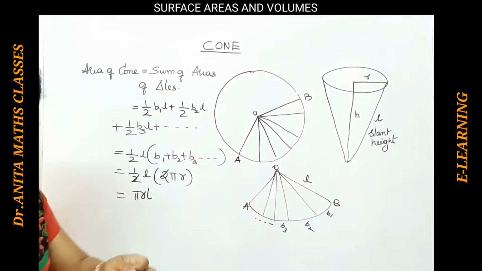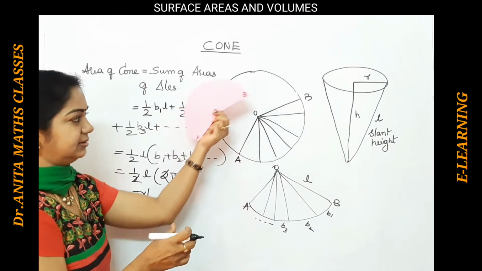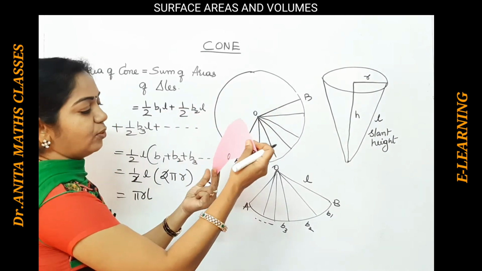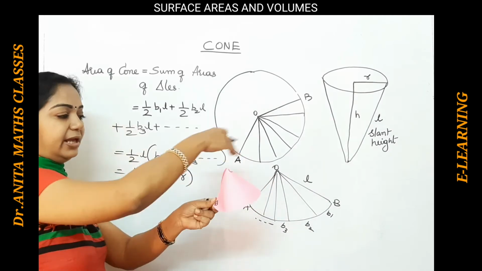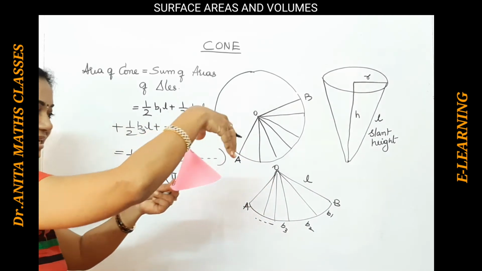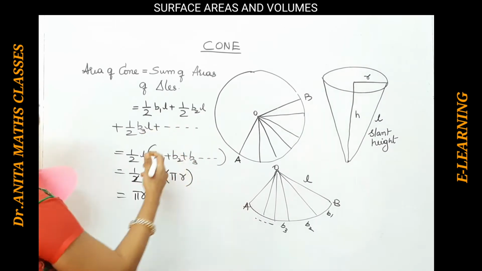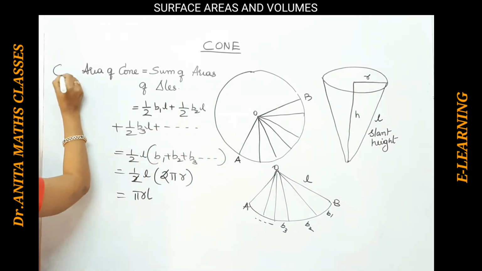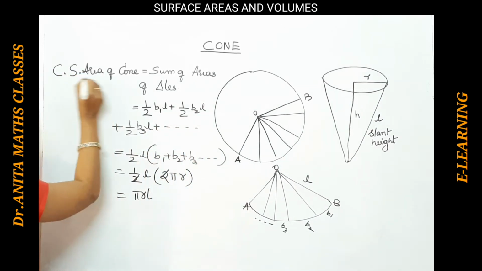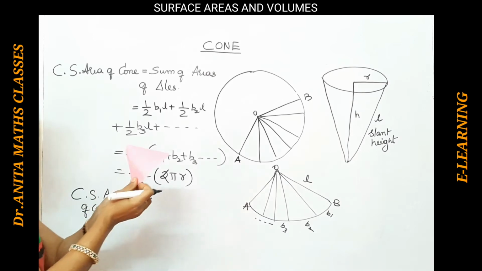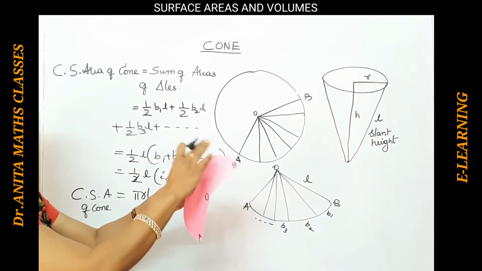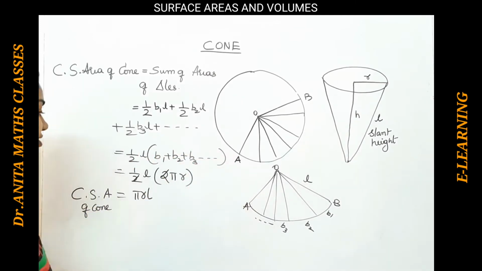Now what we are supposing, this is a part of a sector. Yes, isn't it? And if you fold it, you get the form of a cone. So the area of this you got. This is nothing but the curved surface area, right? Curved surface area of the cone. So CSA of cone is pi r L. We got the area of this part, which is nothing but the curved surface area.